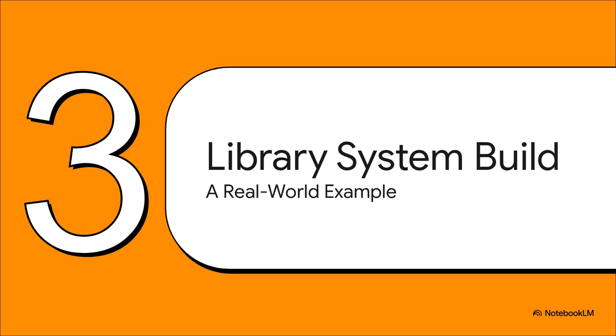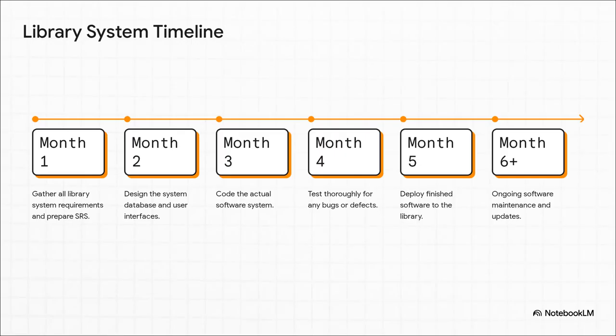Abstract concepts are great and all, but let's anchor this timeline to a real-world example to see how it actually plays out. Imagine mapping that abstract downward waterfall flow onto a strict 6-month timeline to build a library management system. Month 1 is purely gathering needs. Month 2 is designing the database. Month 3 is spent coding, and so on. You can really see how this rigid sequence plays out in reality, right?